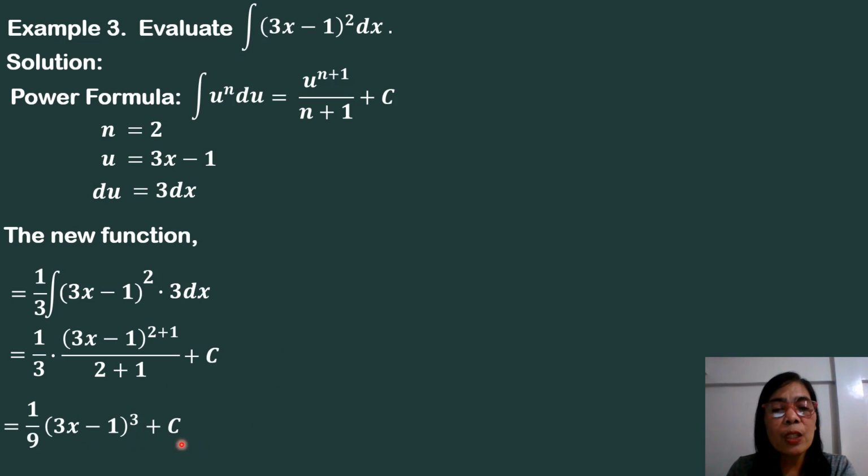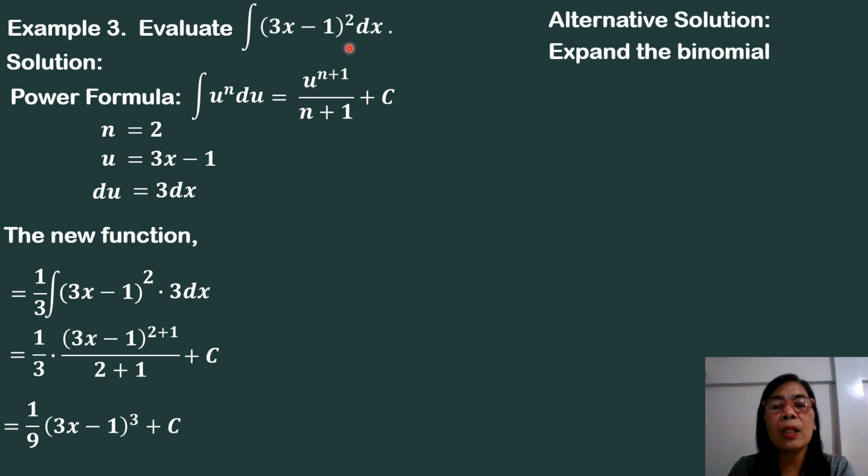Again, to check if this final answer is correct, all you need to do is just differentiate this function and try to find out if you arrive at this differential. So I will introduce to you another step of integrating the given function. So we know that in algebra, we can expand this binomial 3x minus 1, quantity squared, and that will give us now the integral of 9x squared minus 6x plus 1 times dx.